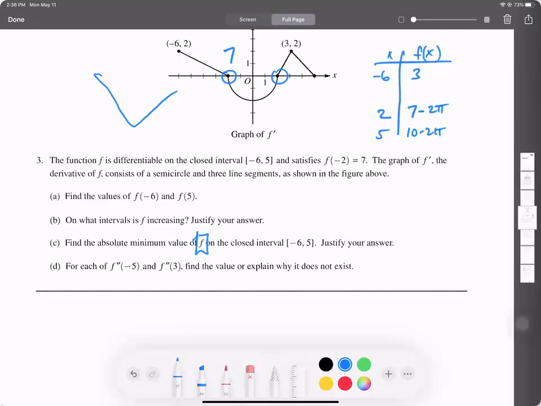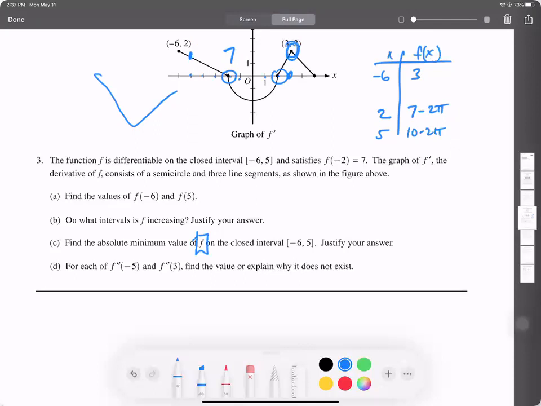For D, for each f double prime at -5 and f double prime at 3, find the values or explain why each does not exist. Okay, so at -5, 1, 2, 3, 4, 5, and f at 3, 1, 2, 3. Okay, so why do they exist or not exist?